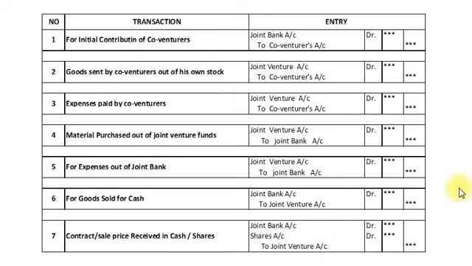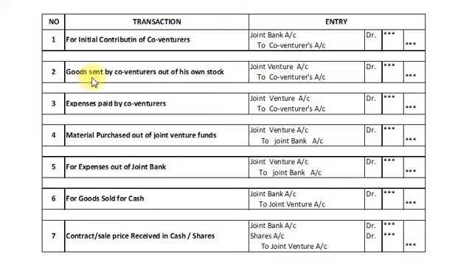Dear students, try to understand here, in all the transactions we have applied the 3 golden rules of debit and credit. In the first entry, initial contribution of co-venturers. By initial contribution, cash or bank account will be debited and capital account will be credited. So here our entry comes: joint bank account debit to co-venturers account. You can understand here co-venturers account represents capital account of co-venturers.